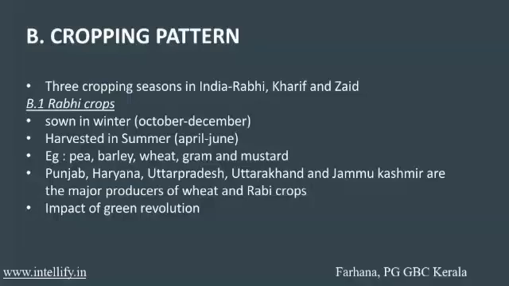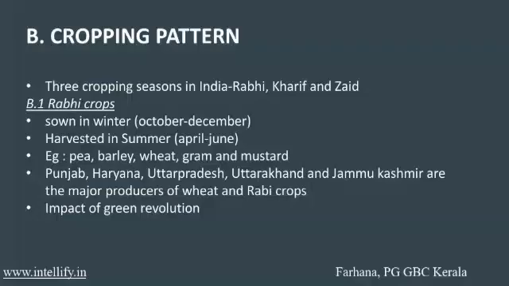Cropping pattern. We know that India is a vast country and rich in diversities. These are also reflected in our agricultural practices and cropping pattern. Therefore, 3 important cropping seasons in India are Rabi, Kharif and Zaid. Now let's have a look at Rabi crop. These crops are sown in winter season from October to December, and the crops are harvested during summer from April to June. Wheat, barley, pea, gram and mustard are some important Rabi crops.